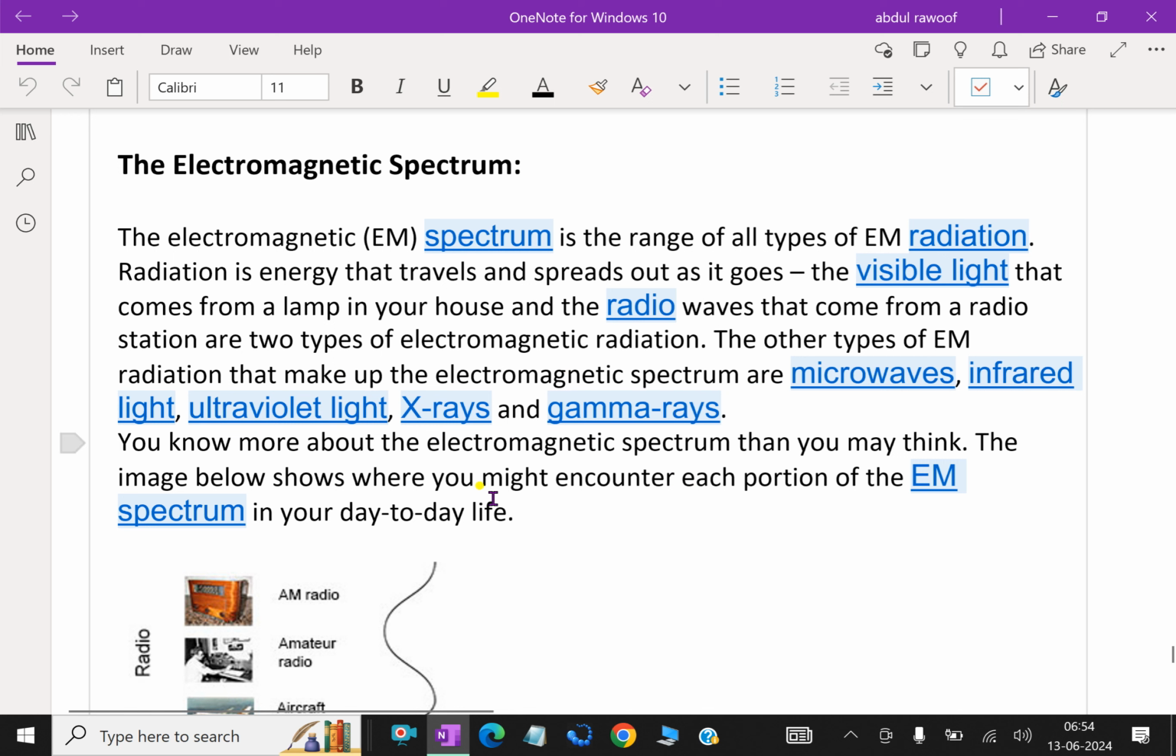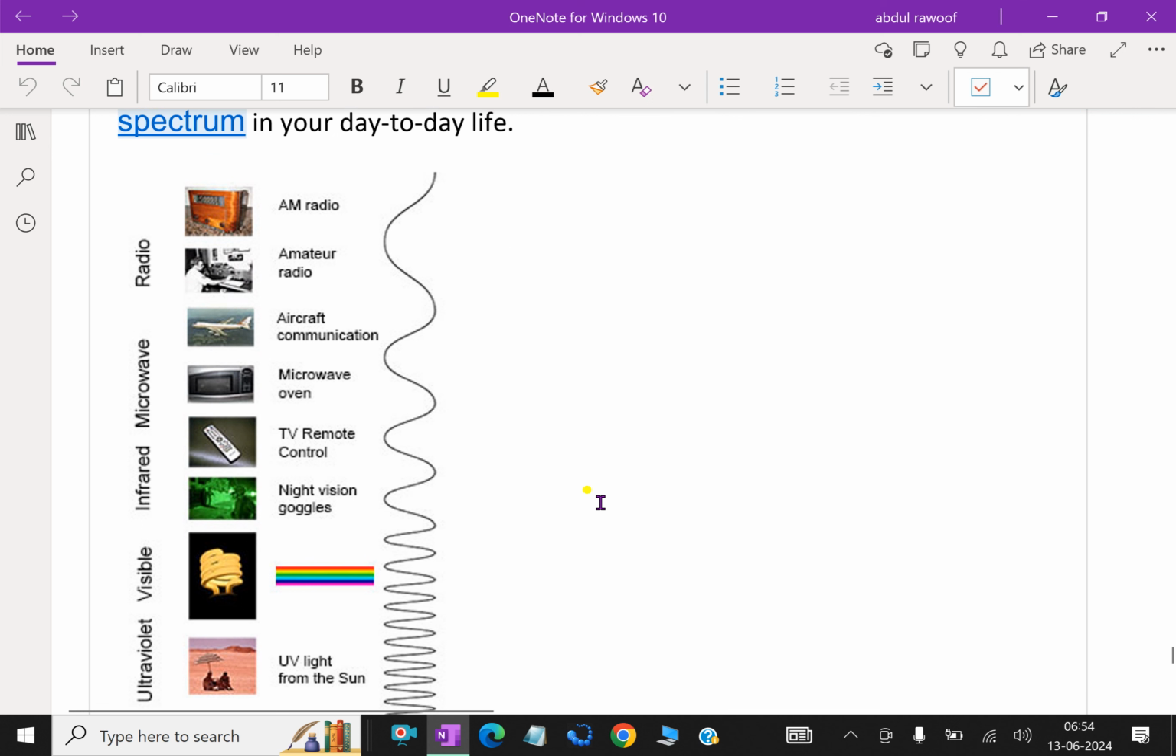We know more about the electromagnetic spectrum than you may think. The image below shows where you might encounter each portion of the EM spectrum in your day-to-day life. Look here, this is a long range. First it starts with radio waves. AM radio and amateur radio are examples. This is aircraft communication. These are radio waves, with more wavelength. More wavelength means less energy.